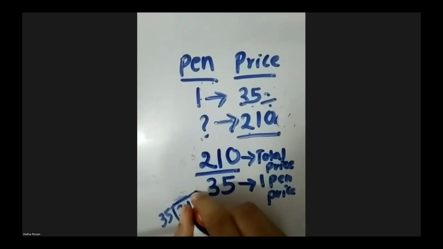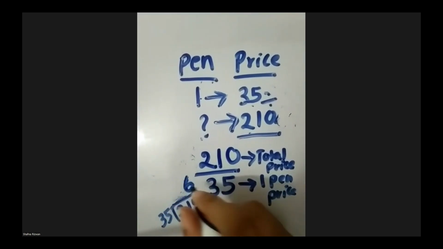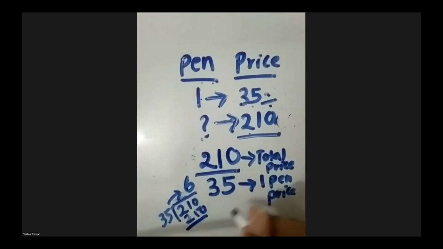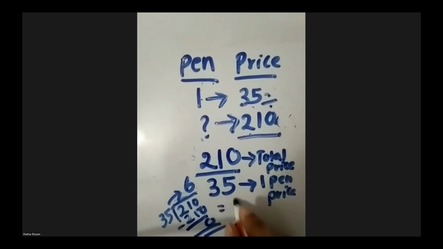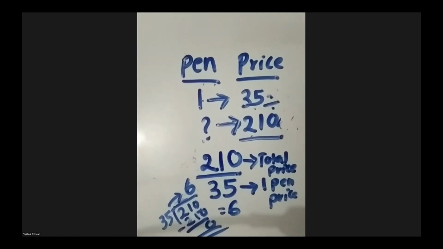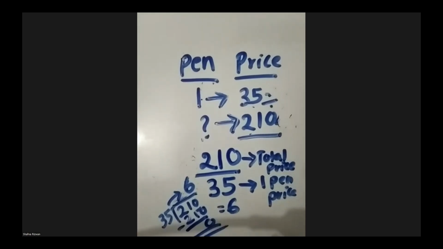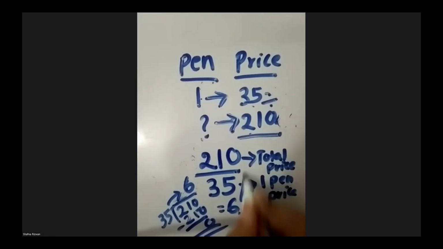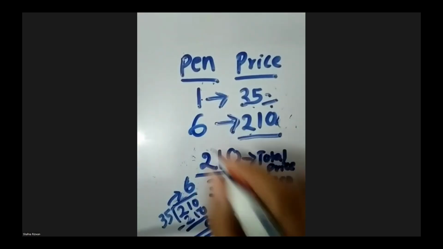So here 210 divided by 35, how much will you get? You will get 6. 35 multiplied by 6 you will get 210, and minus it you will get 0. So what will become your answer? 6. So your answer will become how much? That is 6. Then how many pens can you buy at 210 rupees? That is 6 pens.